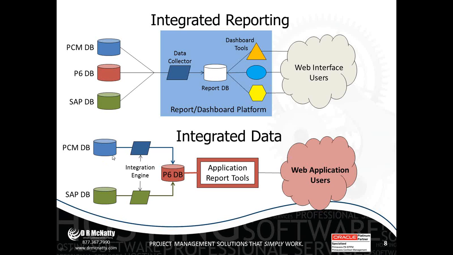In the integrated data model, we're pulling everything together into a primary application. We're working with the data within the application report tools and accessing it through the application. Now, quite often, we still would need an integrated reporting process to be able to produce reports that maybe I can't do with the application report tools, or using the web services to make this information available in a simpler or easily accessed web interface.